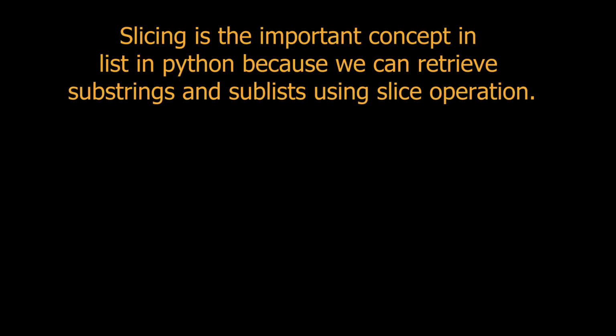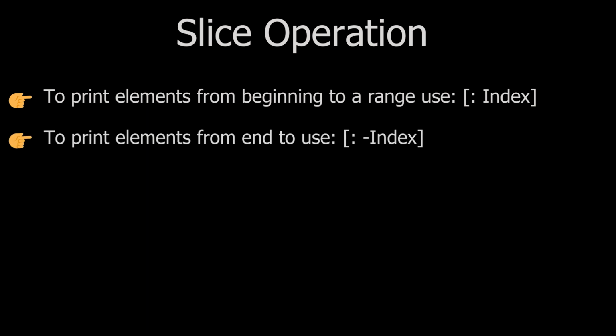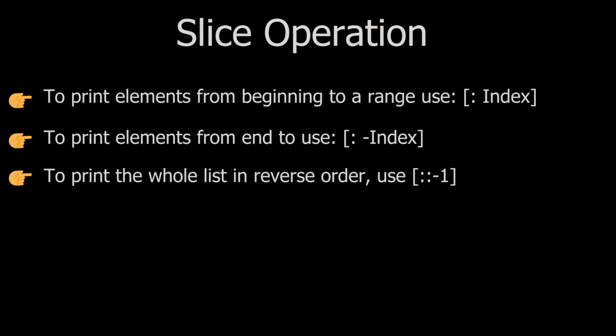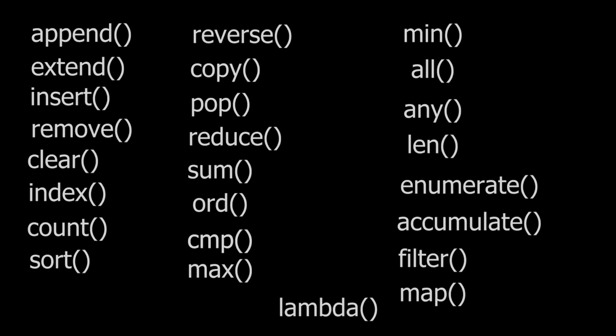Slicing is an important concept in lists in Python because we can retrieve substrings and sublists using the slice operation. To print elements from the beginning to a range, use square bracket, colon, and index. To print elements from the end, you can use square bracket, colon, hyphen, and then index. To print the whole list in reverse order, use square bracket, double colon, -1. Remember, to print elements of a list from the rear end, use negative indexing. These are some of the functions you can use to manipulate a list in Python.